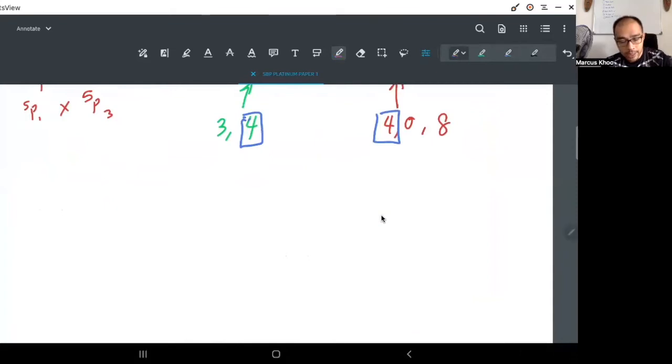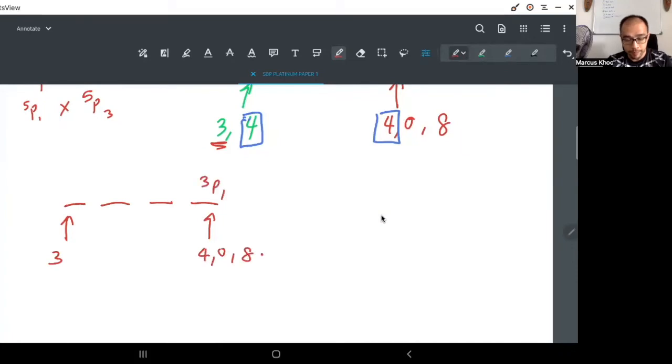I consider yang 3 dahulu. 1, 2, 3, 4. This number must be 3. And if I put the 3 over here, sini saya boleh isi 4, 0 atau 8. So this will be 3P1. Of course, there's only one number, right? So 1 times. Then I have 2 numbers left.